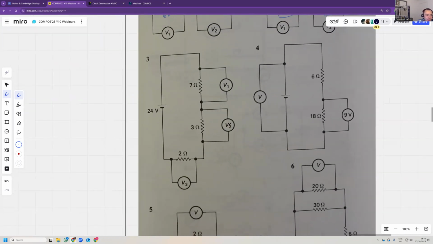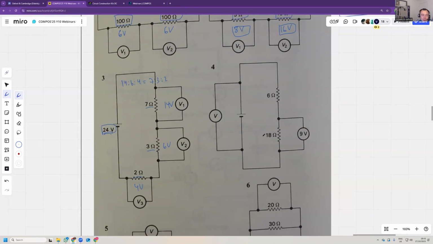You have 24 volts, and it splits in proportion of 7 to 3 to 2. Well, then it makes perfect sense. Say this is 14 volts, this is 6 volts, and this is 4 volts. They have to add up to 24, and they have to be proportional to 7, 3, and 2. So 14 to 6 to 4 is the same proportion as 7 to 3 to 2.